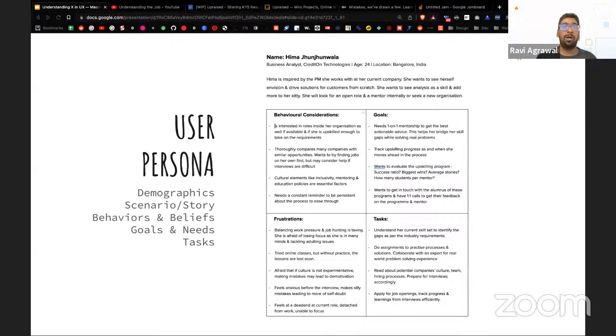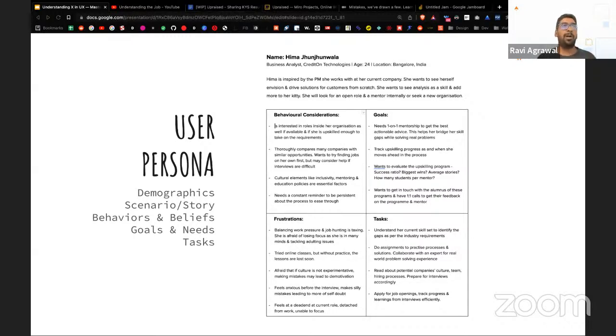So if I have to talk about a user persona for the career accelerator program that we have, we can talk about someone who is a business analyst at a company like Credit on Technologies. She's aged 34, 24, and is based in Bangalore.